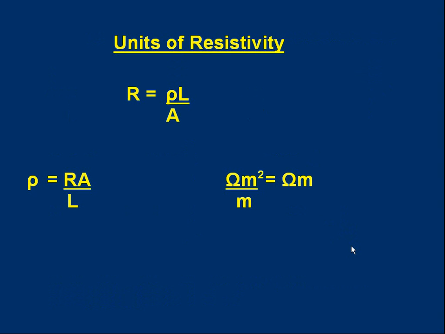What units does resistivity have? Well, we'll start with this equation. R is rho L over A. Rearrange it to make rho the subject. Resistivity is the subject. Rho equals RA over L. Let's put some units in. Resistance is ohms. Area is square meters. And divided by the length in meters, we end up with this expression, which simplifies to ohm meters. Notice that's not ohms per meter, it's ohms times meters. Ohm meters. That is a unit for resistivity.